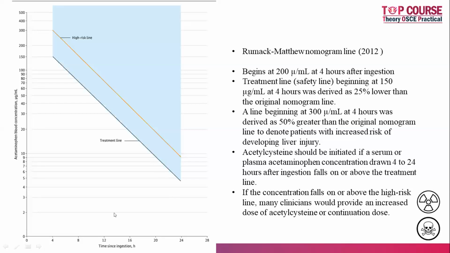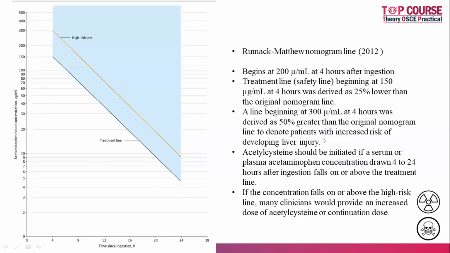Okay, now the second line usually begins at double the dose, 300 microgram per ml at the same 4 hours, which was derived as 50% greater than the original nomogram line to denote patients with increased risk of developing lung injury. So two lines. One is the treatment line, which is also known as the safety line, and this is the high risk line. So 150, 300, both at 4 hours.